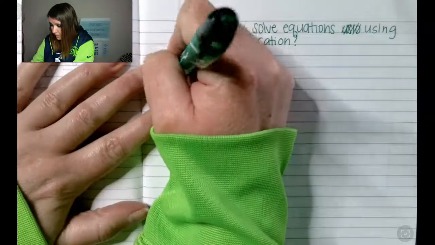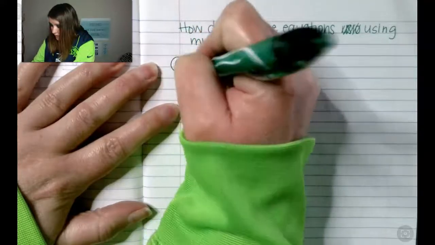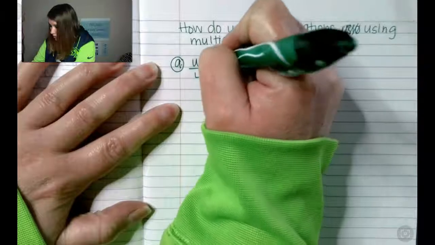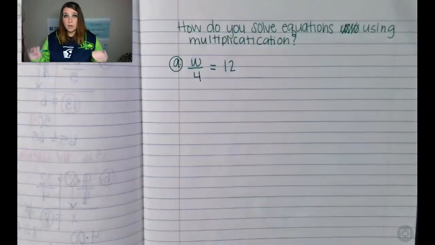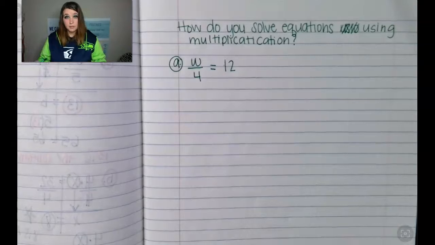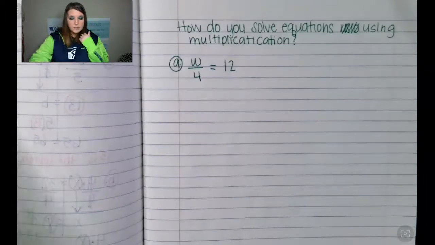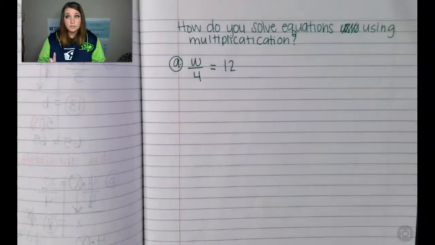Problem number 1 says W divided by 4 equals 12. Remember, process over answer. Process over answer. So we have to undo division. In order to undo division, you have to do multiplication.